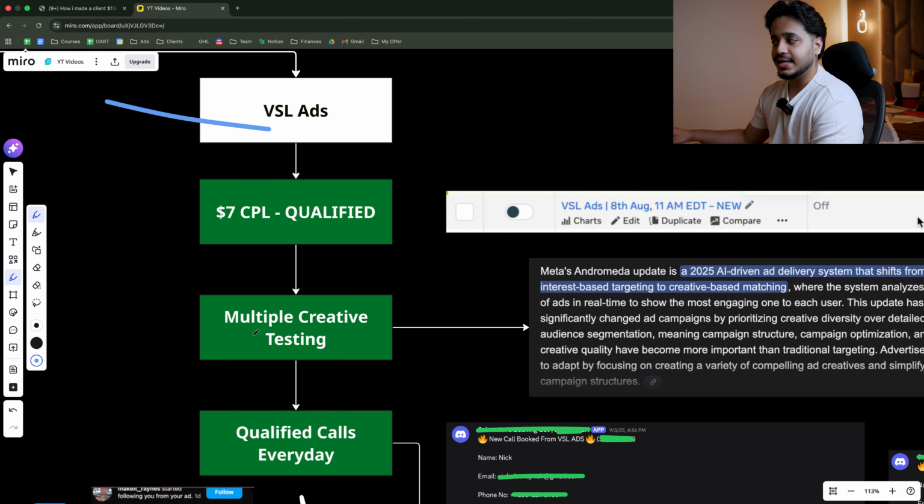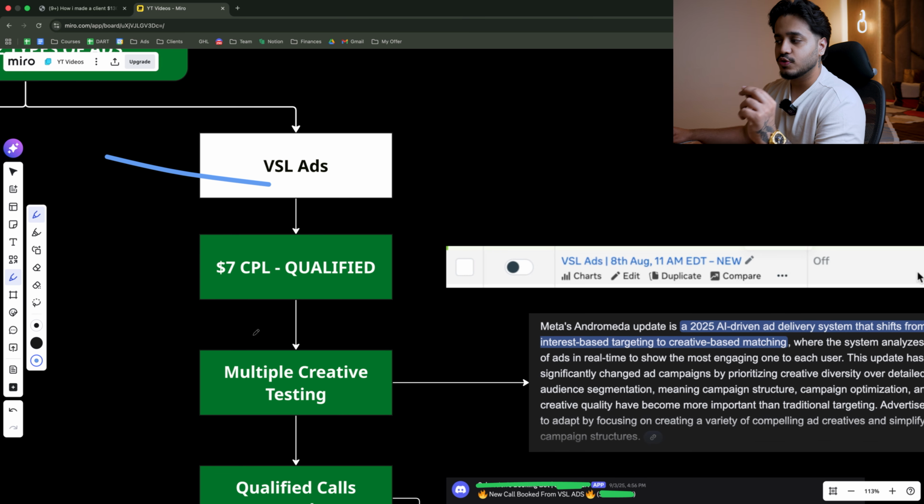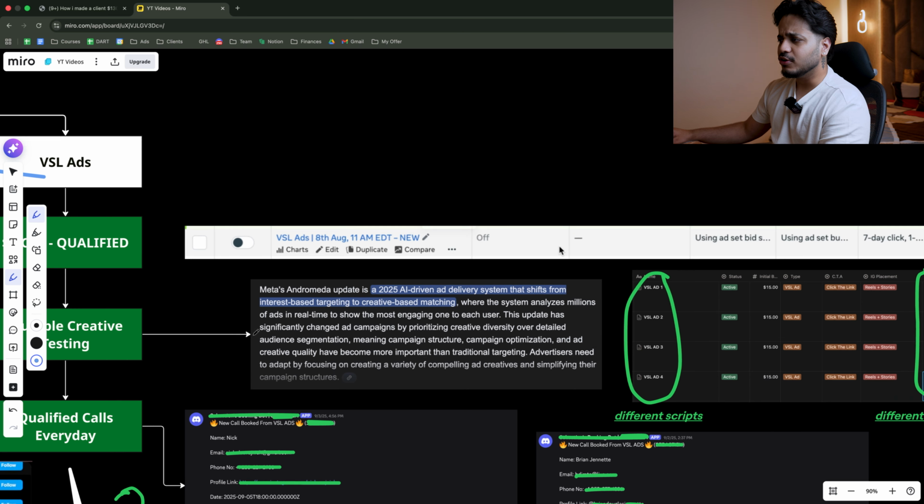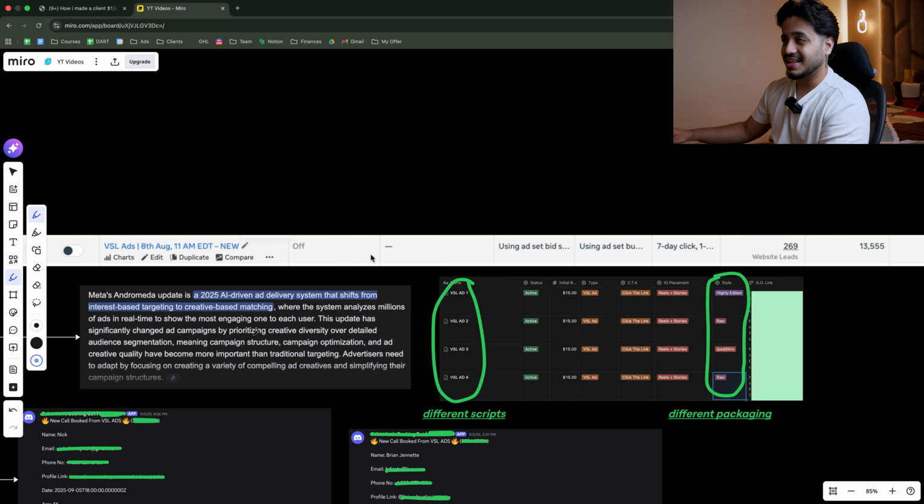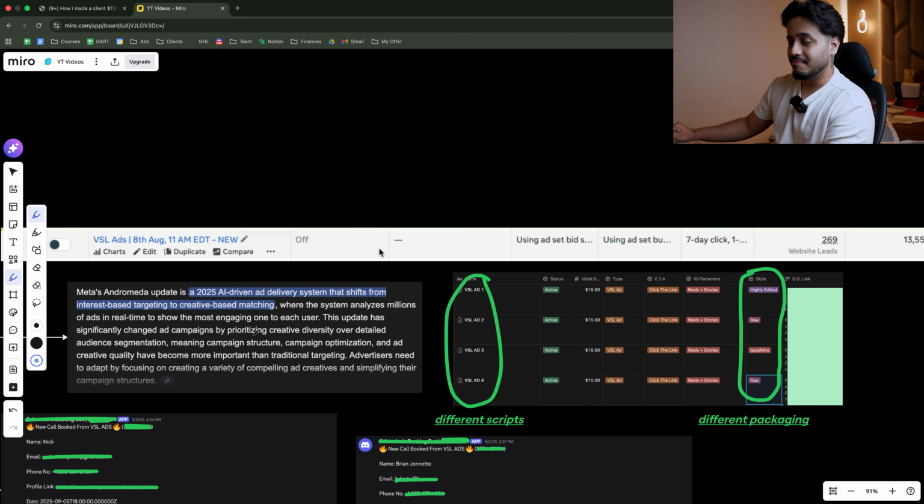The way we made VSL ads work was by doing multiple creative testing. Multiple creative testing is something that was an option till Meta dropped their Andromeda update. So with the Andromeda update, it's all about creative testing. Earlier, you used to change a bit of interest stacking and the targeting settings. You can play around with that to get different results.